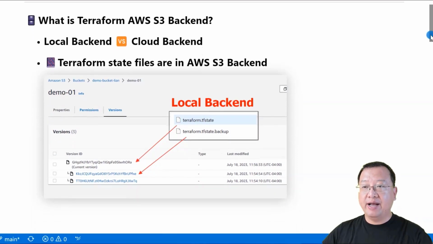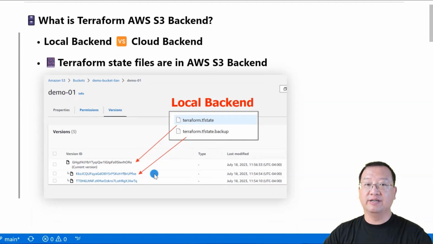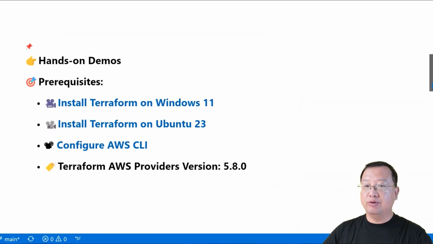In the S3 backend, the terraform.tfstate file is saved as the current version in S3. Also, the terraform.tfstate.backup is stored as the previous version in S3. That means S3 versioning has to be enabled. Let's move on to hands-on demos.